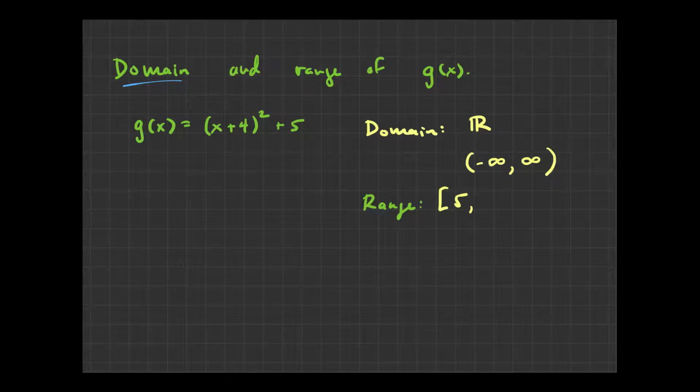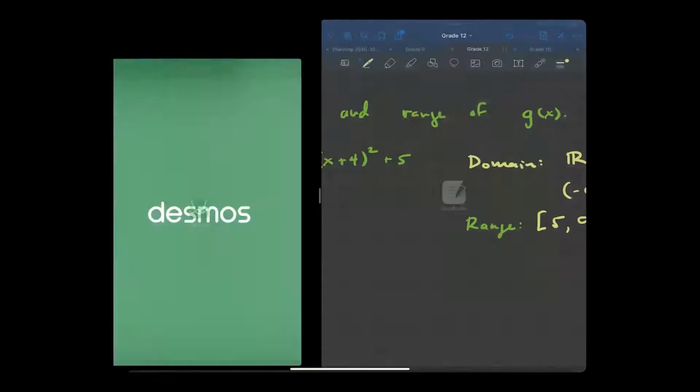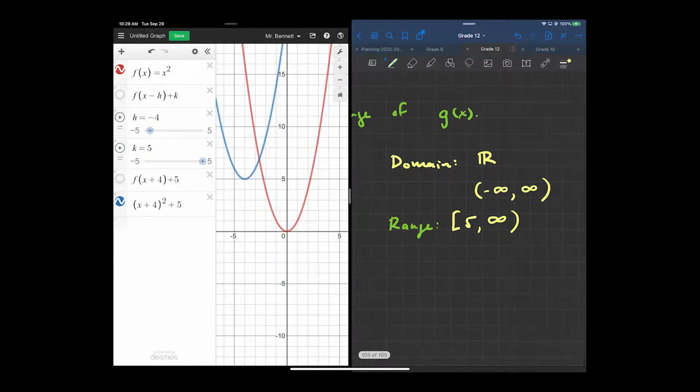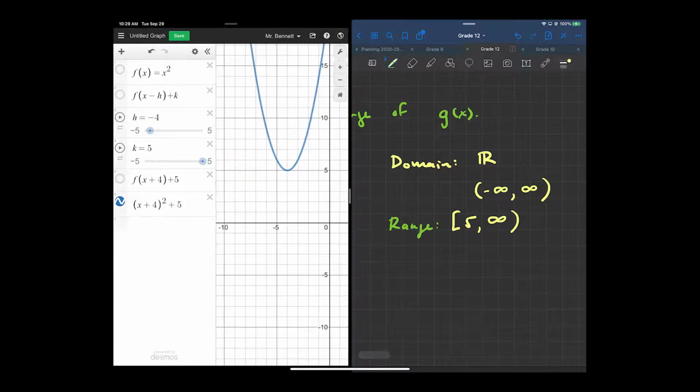And there's no limit to the maximum value that I get, so I go all the way from 5 to infinity. And if you're more of a visual person, let's take a look at the graph. Let me hide the original one.